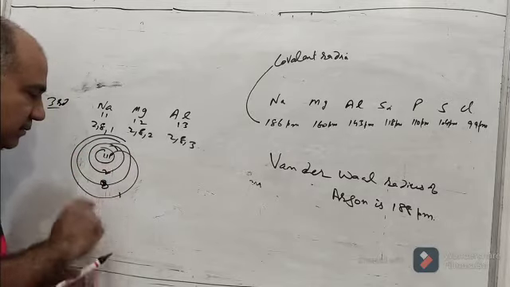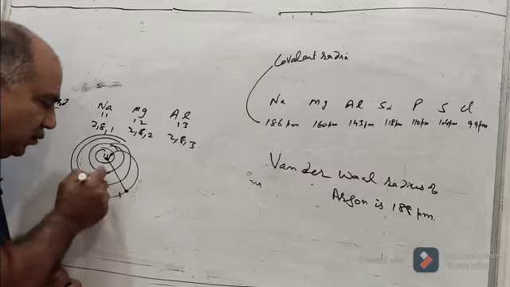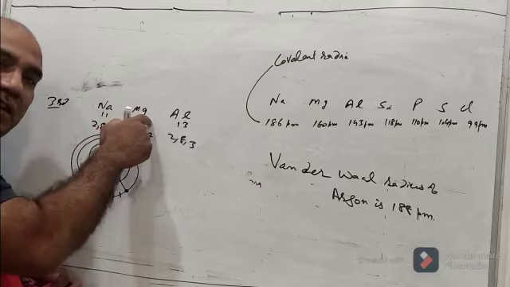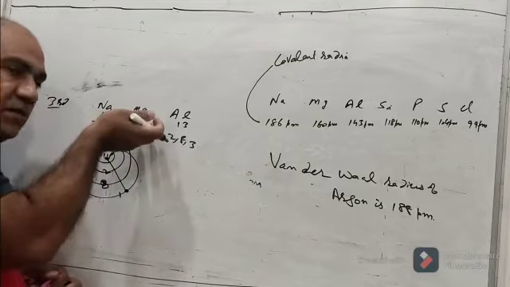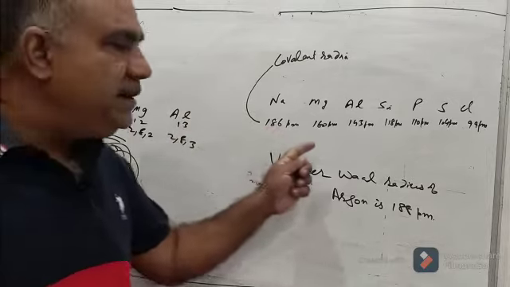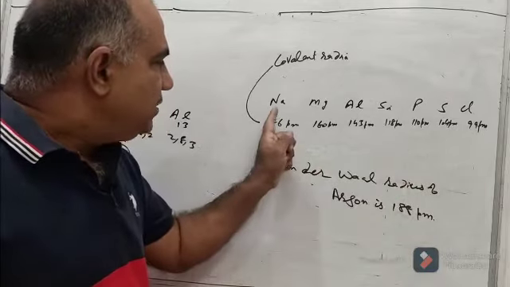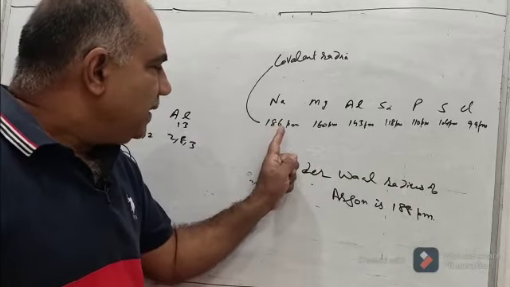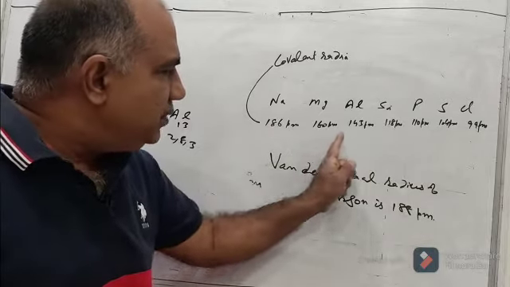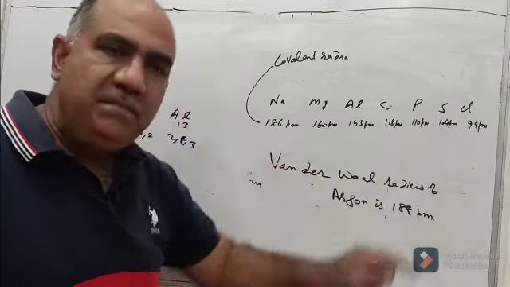So the distance between the center of the nucleus to the outermost orbit in sodium is greater than in magnesium, because here the greater charge at the nucleus will be able to draw the orbit closer to itself. So size will keep on decreasing. So when you move across a period from left to right, the atomic size keeps on decreasing. Here sodium is 186 picometer, then 160, 143, 118, 110, 104 and 99 picometers.